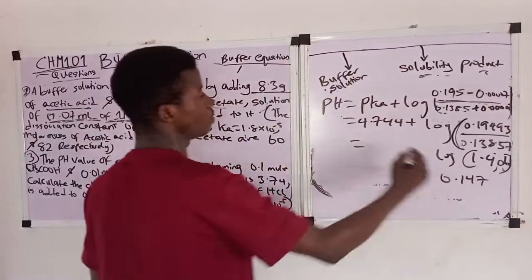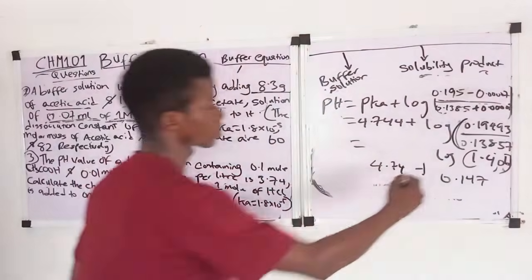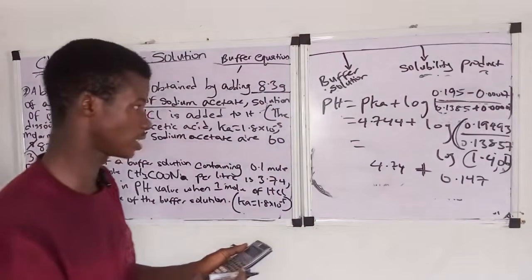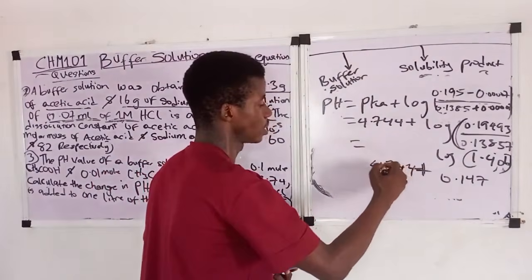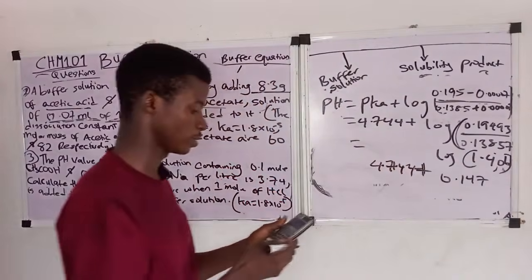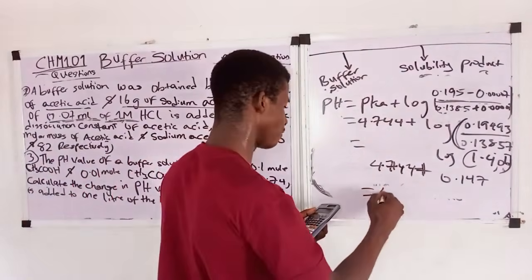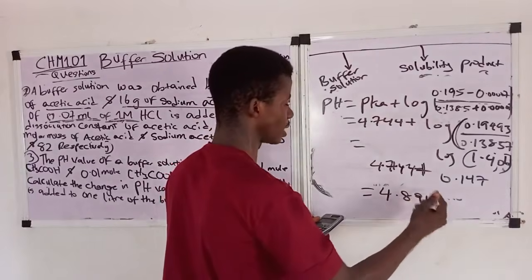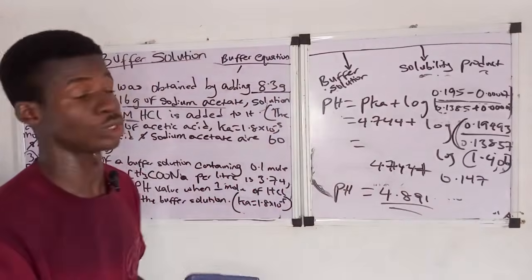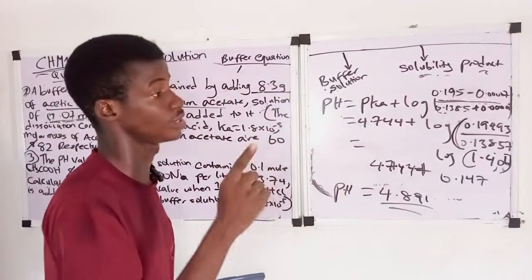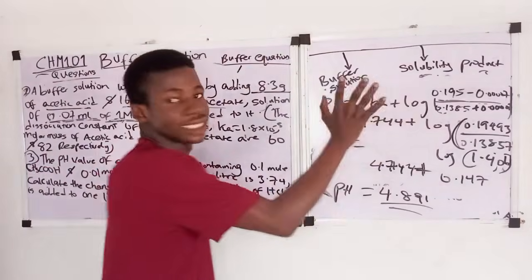0.147. Okay, then plus 4.74. If we add it, we get 4.744. So if we add this, we have 4.891 as the pH. So this is the pH of the buffer solution when 0.00007 mole of acid is added to it.